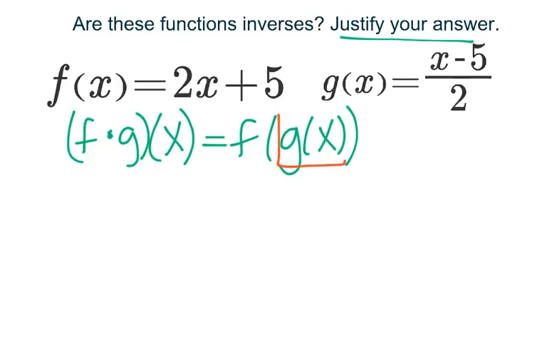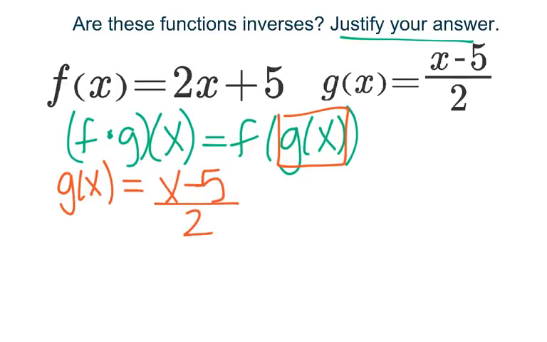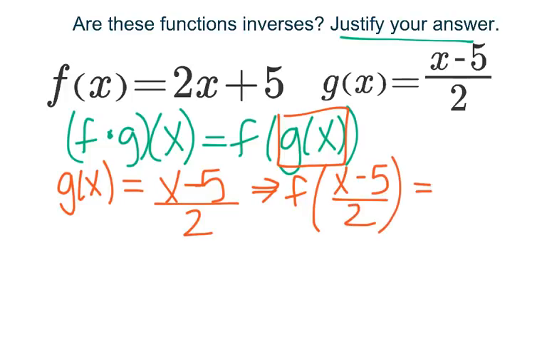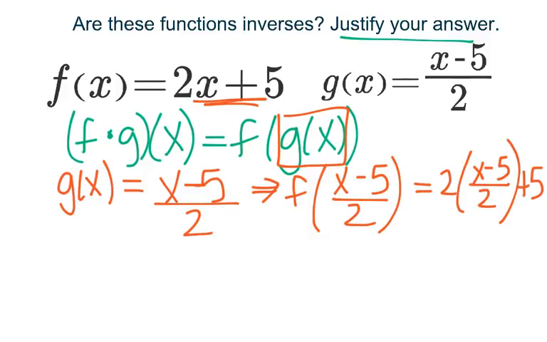So like we said before, find what's on the inside first. This is pretty easy, no work to do, just writing out what g is. It's not the same as before. I changed the functions on this page. So now I'm going to take that and plug it into f. So I'm finding f of x minus 5 over 2. So if I plug this in, f's rule is 2x plus 5, so I'm doing 2 parentheses x minus 5 over 2 plus 5. Okay, well, what's kind of nice here, the 2's cancel.